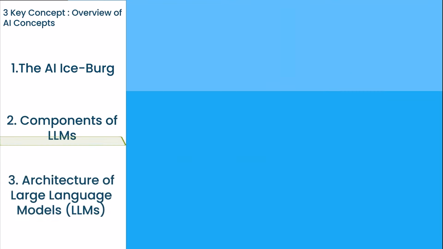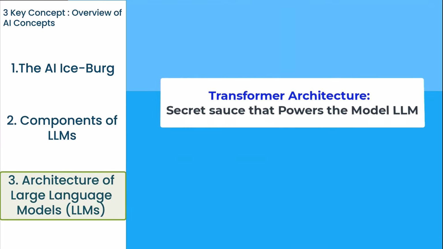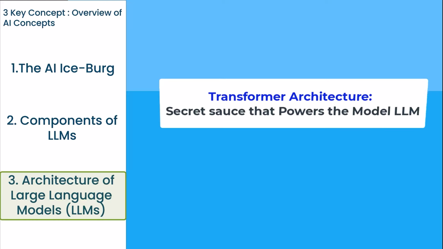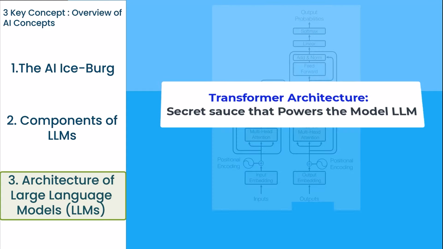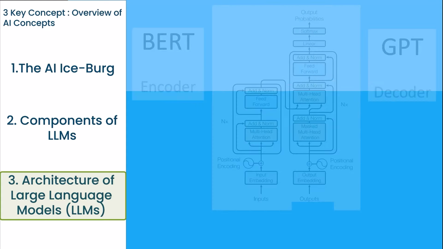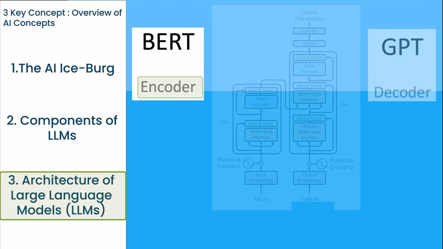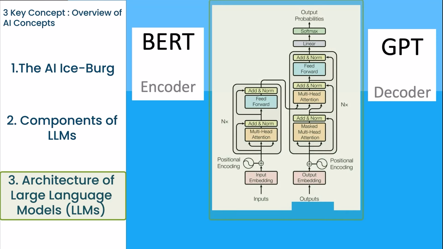Finally, transformer architecture. Now here's the exciting part, the transformer architecture. This is the secret sauce that powers modern LLMs. Let's break it down into its main components. First, we have the encoder, which processes the input text, breaking it down and analyzing it in detail. Then there's the decoder, which takes that analysis and generates the output text, crafting responses that make sense. In between, we have the feed-forward network, which helps the model refine its understanding by running the data through multiple layers. And finally, there's the multi-head attention mechanism, the star player.